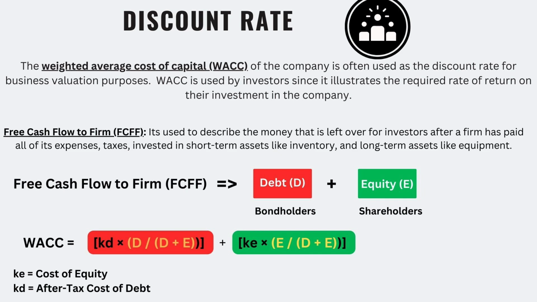As we have seen earlier, the discount rate is applied on the projected future cash flows. Here cash flow implies the free cash flow to the firm. The free cash flow to the firm describes the money that is left over for investors after the firm has paid all its expenses, taxes, and invested in short-term assets like inventory and long-term assets like equipment.